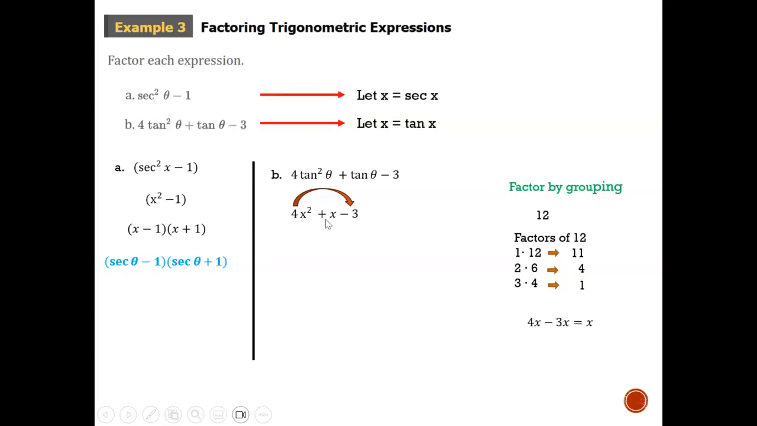Okay, now I'm going to go from 3 terms to 4 terms and do it by grouping. You see, my 4x minus 3x replaces my x. Now I'm going to do it by grouping.